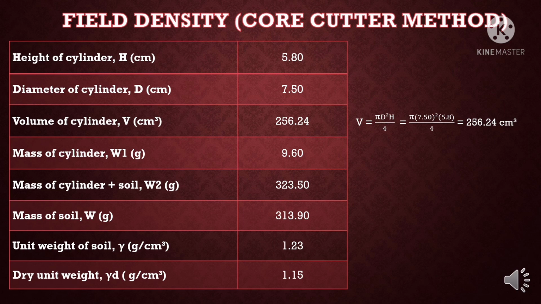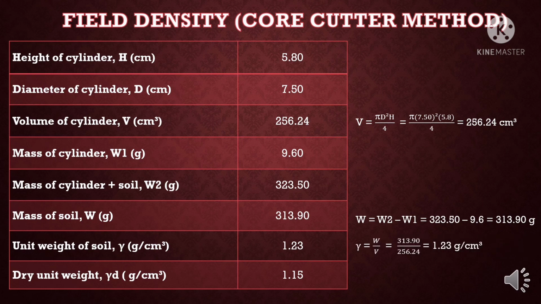256.24 cm3. For the mass of the cylinder W1 is 9.60 gram and the mass of cylinder plus soil W2 is 323.50 gram. To get the mass of the soil W, I use the formula W2 minus W1 and I get the value 313.90 gram. For the unit weight of the soil, I use the formula W over V, which is 1.23 gram per cm cube, and the dry unit weight is unit weight of soil over 1 plus water content, which is 1.15 gram per cm cube.